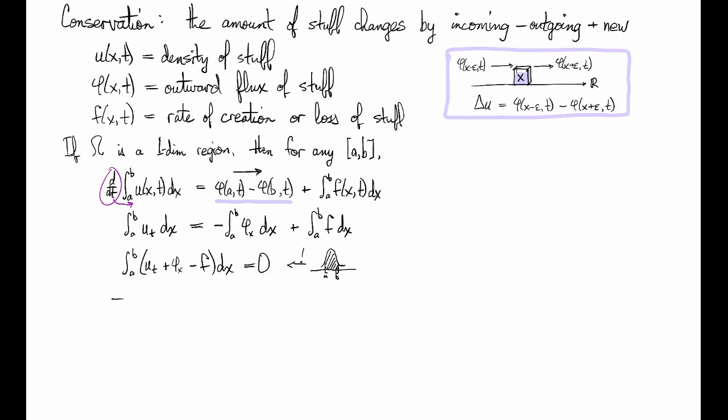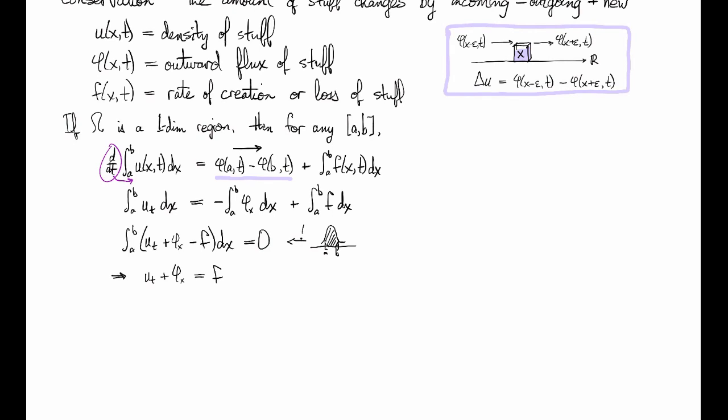So we can conclude then that it has to be the case that u_t plus phi_x is equal to f. And so this is our main conservation law.